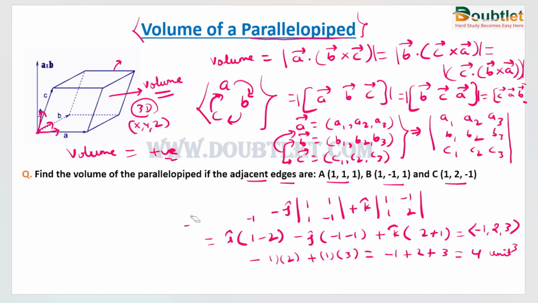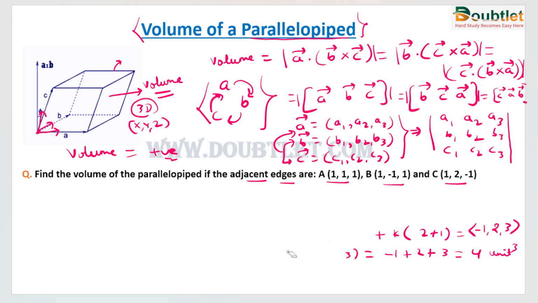So we will have to use the determinant expansion method to find out the volume, and if we get the same answer, then we can be assured that both our methods are correct. Now to find the volume by the box product method, we can take A, B, C box product.